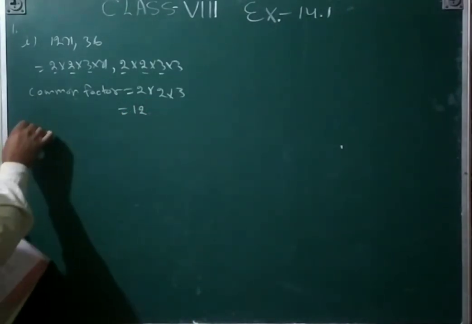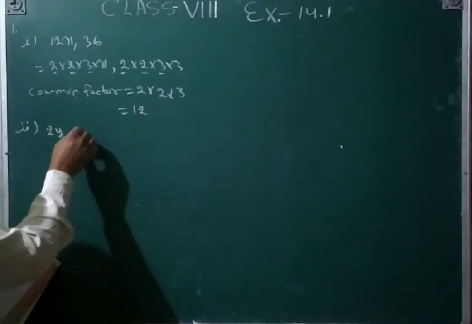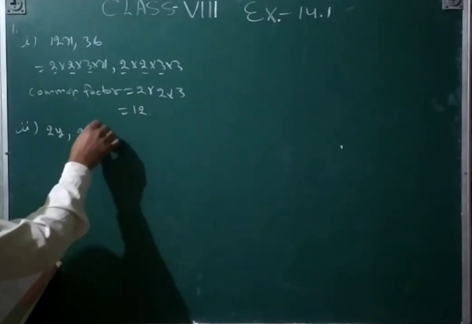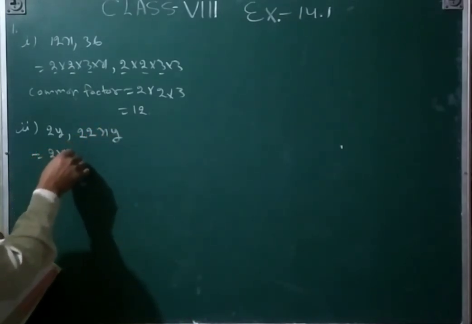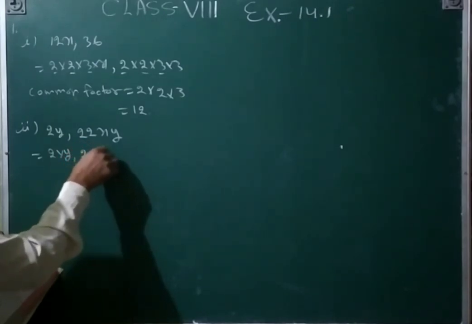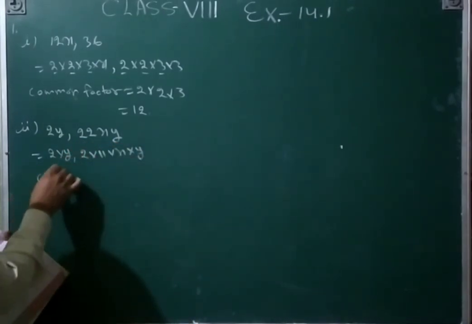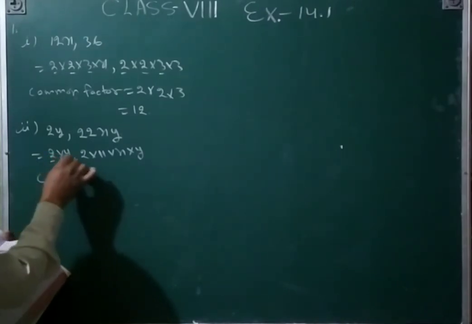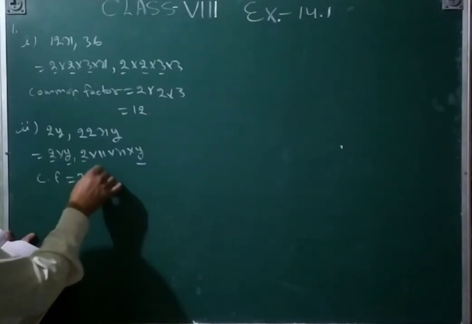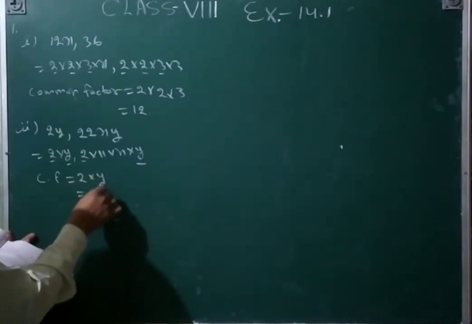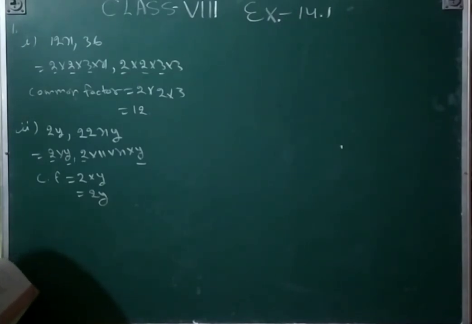And then the second part: 2y, comma, 22xy. So that will be 2 into y, comma, 2 into 11 into x into y. So the common factor will be: 2 is matching and y is also matching. So that will be 2y.